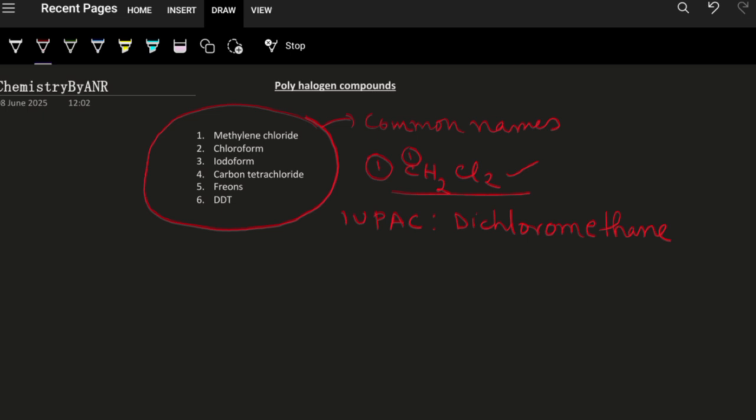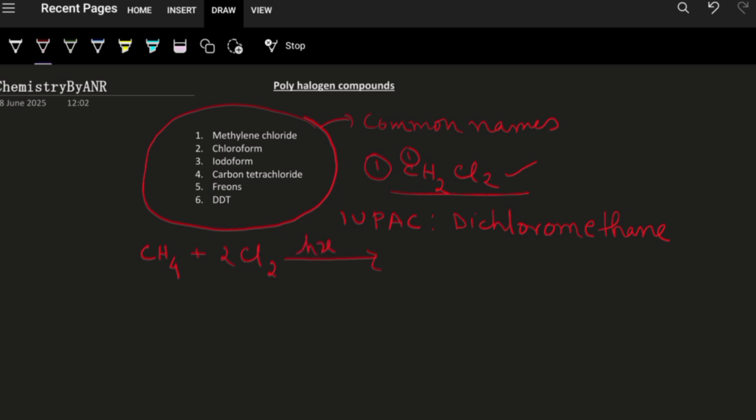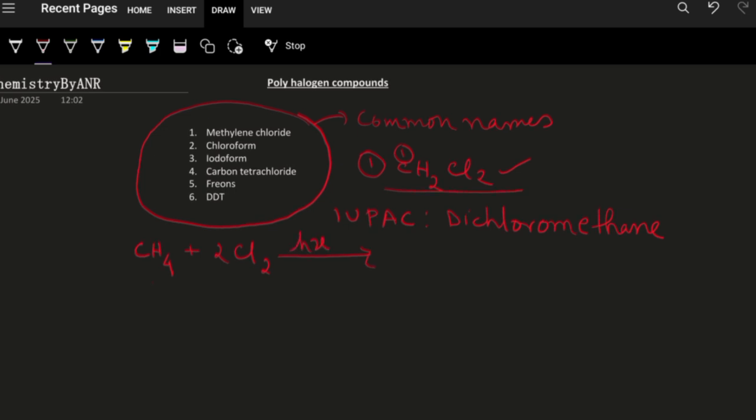Next comes, how are we supposed to prepare methylene chloride industrially? It is prepared by the direct chlorination of methane. So methane is CH4 and direct chlorination means 2 moles of Cl2 in presence of hν. It is a free radical substitution reaction where 1 mole of Cl2 substitutes 1 H. For 2 moles of Cl2, it will be substitution of 2 H. So CH2Cl2 plus 2HCl. This is the preparation.